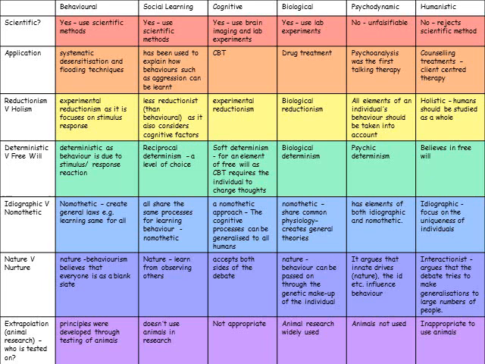the different approaches. So in terms of scientific, behavioural, social learning theory and cognitive and biological are scientific. So they generally use scientific methods, the use of lab experiments, brain imaging techniques, whereas psychodynamic isn't scientific, it's unfalsifiable, and the humanistic rejects scientific method altogether. Application, they all have application in terms of treating abnormality.